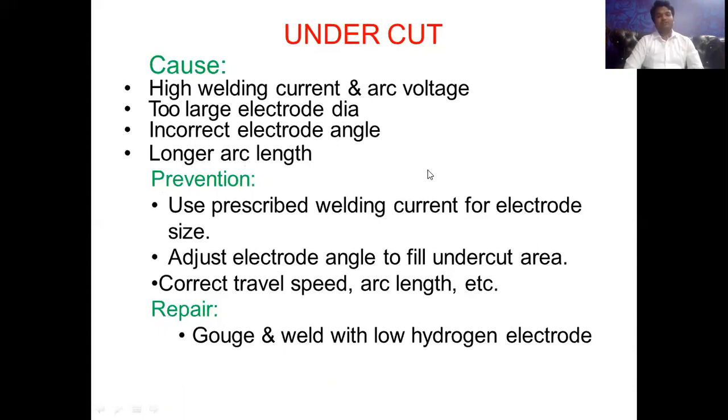Prevention: use prescribed welding current for electrode size, adjust electrode angle to fill undercut area, correct travel speed, arc length, etc. Repair: gouge and weld with low hydrogen electrode. Gouge means to chisel with a concave chisel to remove the material to the level of the material.